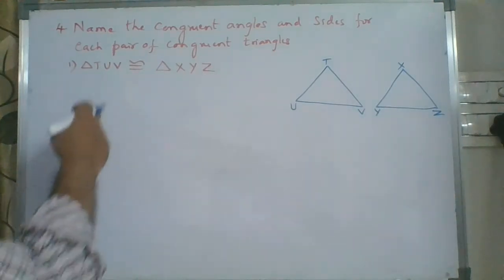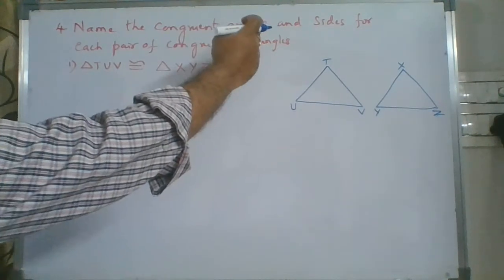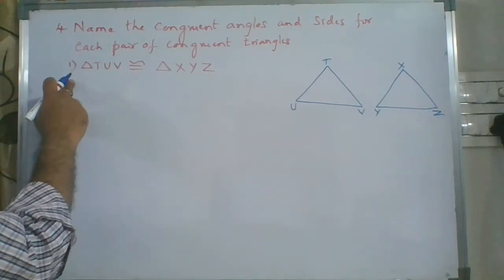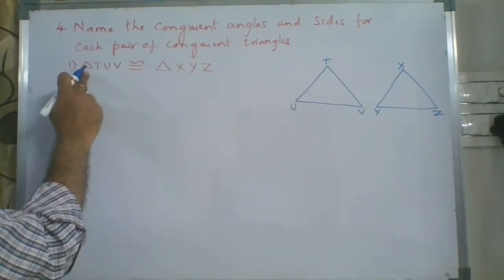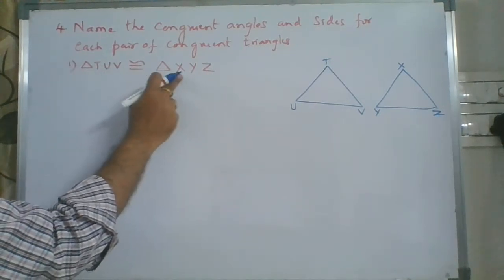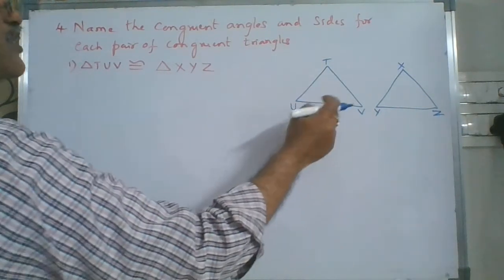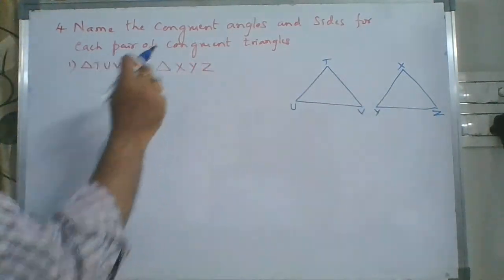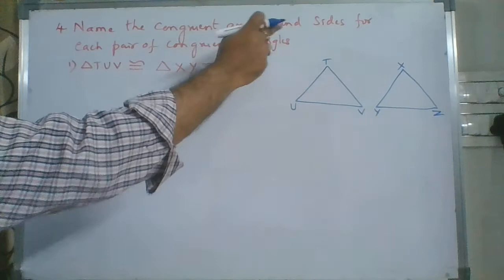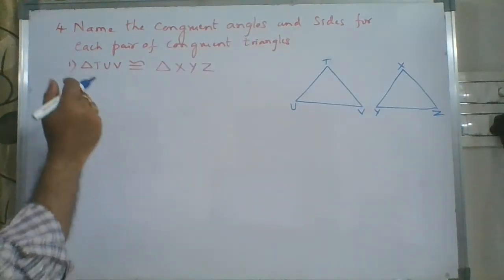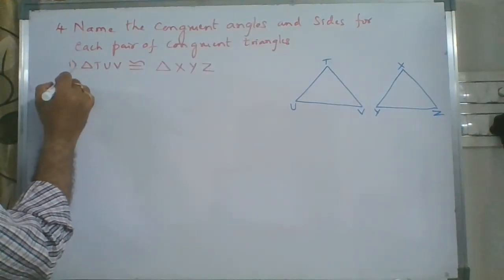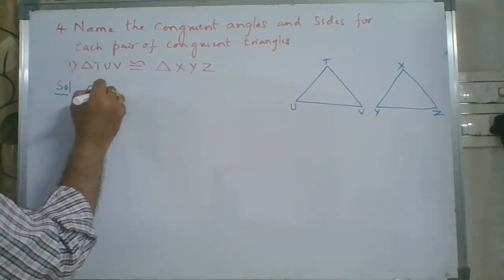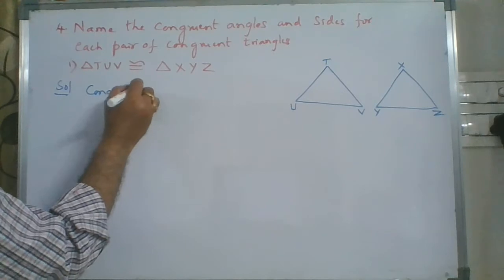Now the fourth one: name the congruent angles and sides for each pair of congruent triangles. In that I am doing the first one. Given that triangle TUV is congruent to triangle XYZ, I have drawn rough figures for triangle TUV and triangle XYZ, so that we can write congruent angles and sides for both, right? So what do we write? Congruent angles.